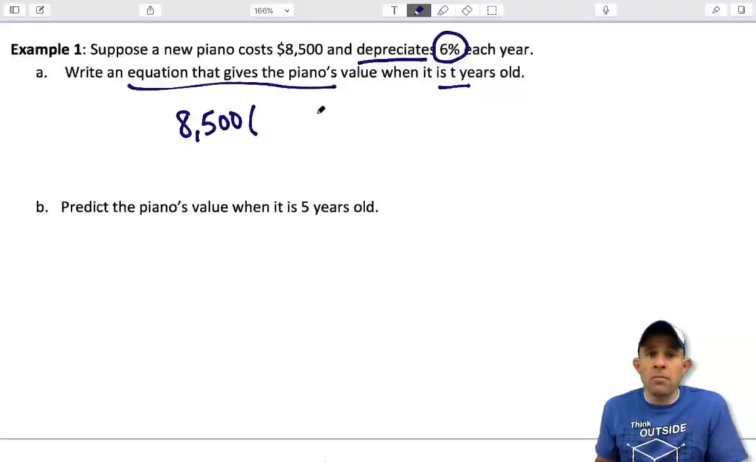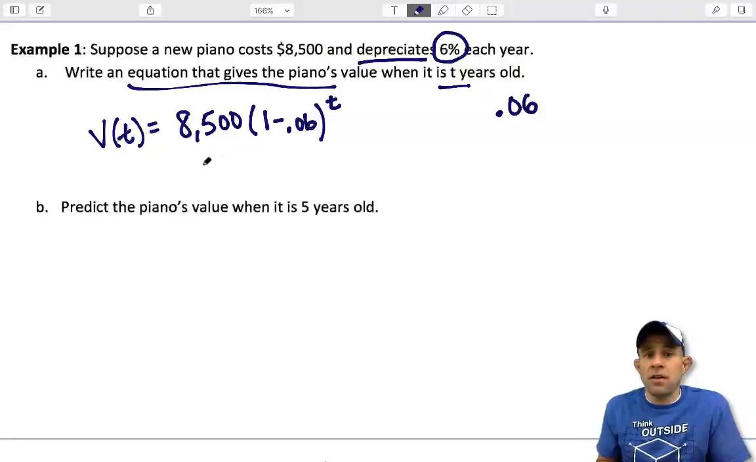And now we're going to multiply it by our growth ratio here, or actually our decay ratio. So notice that it depreciates by 6% each year. Now, percent needs to be changed to a decimal, so it's 0.06. However, we're decreasing that much each year, so we have to take our initial value, which is 1, minus 0.06. And now that's my growth ratio, which we'll simplify in just a second, to the t power. So the value in t years can be given by this expression, 8,500 times 0.94 to the t power.